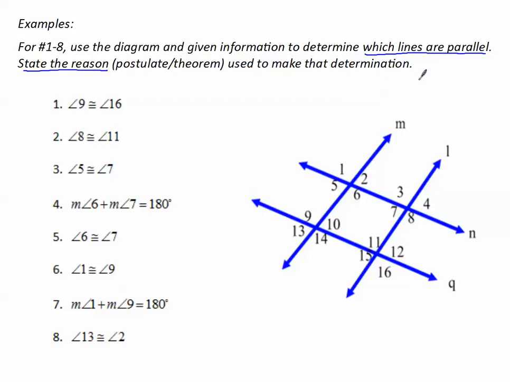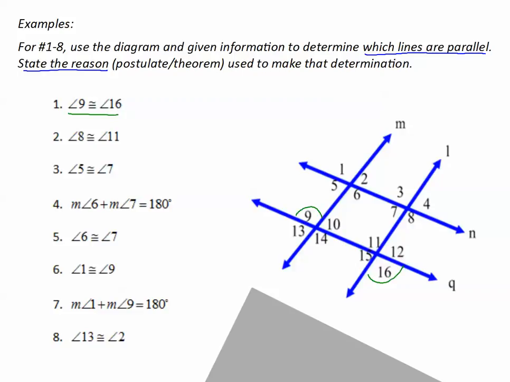Now you might need your hand or another piece of paper to cover up some of the picture because this is a very busy picture. So let's begin. Angle 9 is congruent to angle 16. Let's go find those angles and mark it in the picture. Angle 9, angle 16. There's those angles.